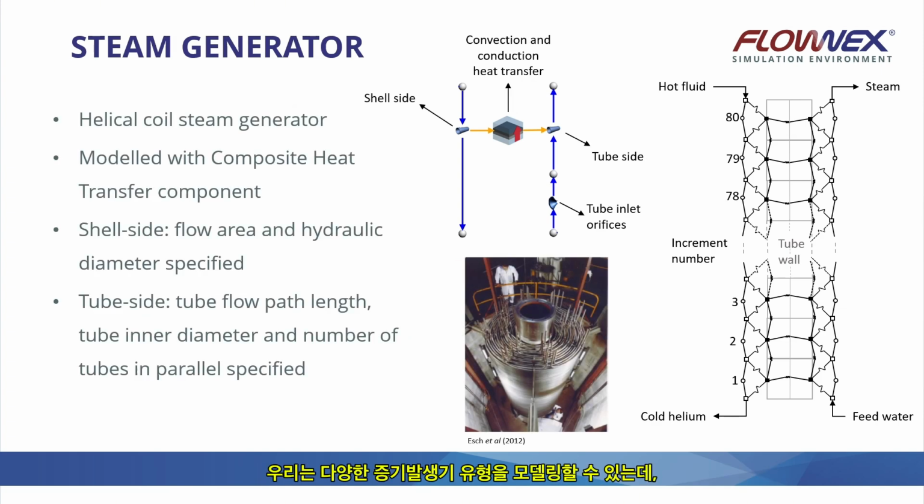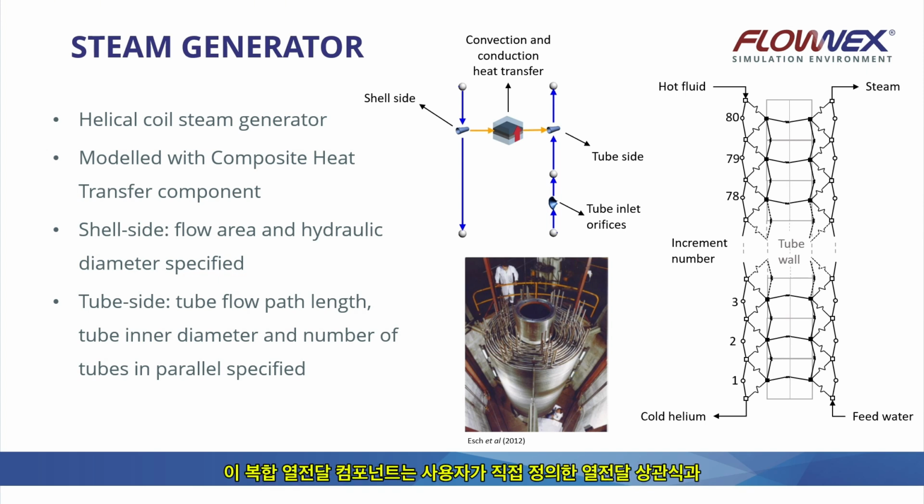We can model different steam generator types. The one we are modeling in this webinar is a helical-cooled steam generator, similar to the design used in the thorium high-temperature reactor plant. The steam generator is modeled with a composite heat transfer component, which models the convection on the fluid side and conduction through the pipe walls.